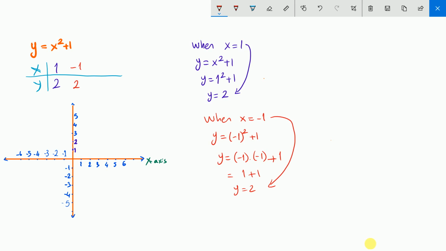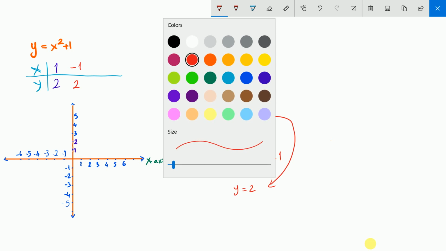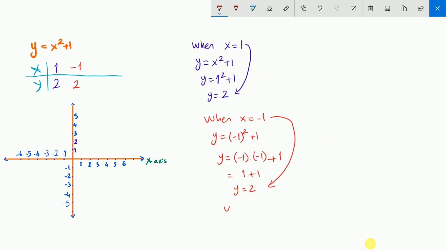So when x is 0, y will be 0 squared plus 1, and y will be 1. When x is 0, y will be 1. Let's write this point here. And I just say, guys, please pause the video. I encourage you, please pause the video and find these values.